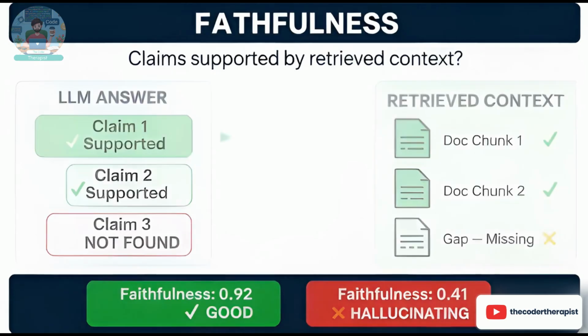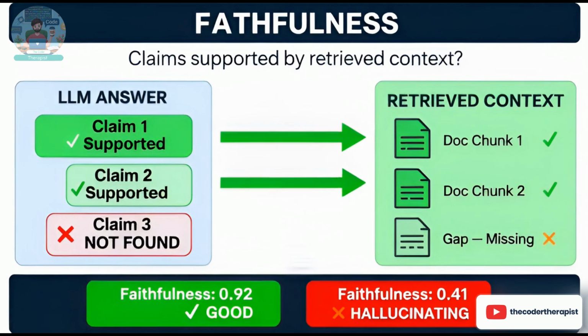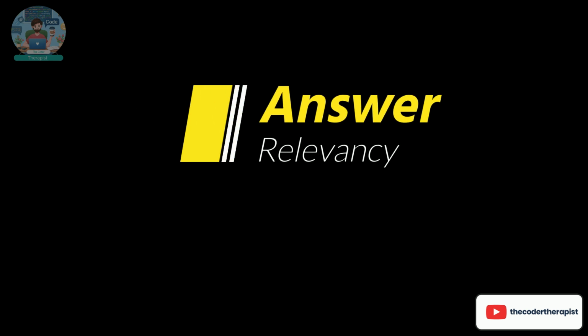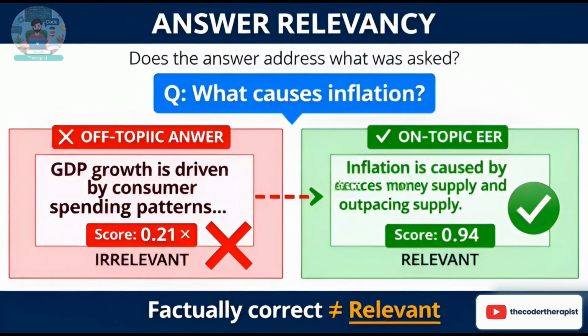1. Faithfulness. What percentage of claims in the answer are actually supported by the retrieved context? If your LLM is adding information that isn't in the documents, this score drops. This catches hallucinations. 2. Answer relevancy. Is the generated answer actually addressing what the user asked?